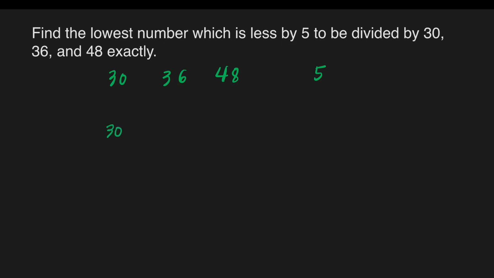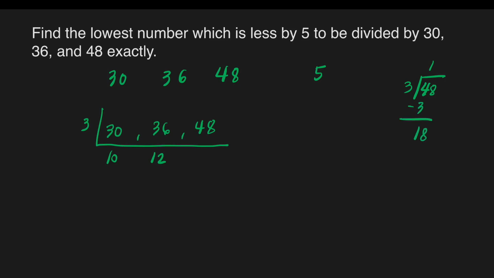Let's have 30, 36, and 48. What number can we divide 30, 36, and 48? We'll write 3. 30 divided by 3 is 10. 36 divided by 3 is 12. 48 divided by 3, let's divide that. 4 divided by 3 is 1. 1 times 3 is 3. Minus, that's 1 and 8. How many 3s are there in 18? That's 6. 6 times 3 is 18. Then minus 0. So it means 48 divided by 3 is 16. We can write 16 here.